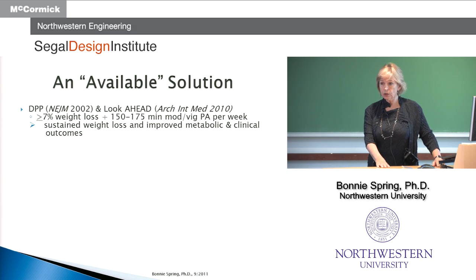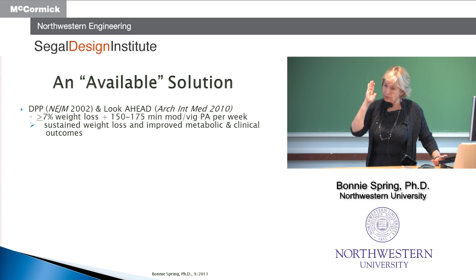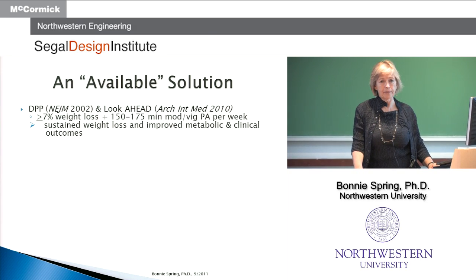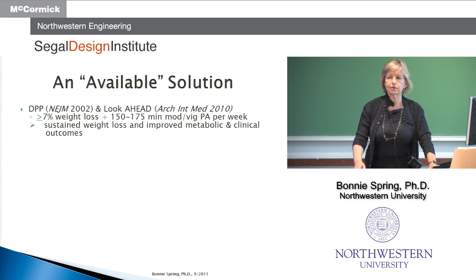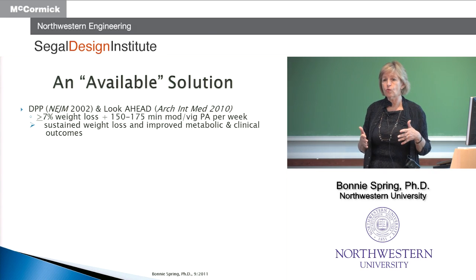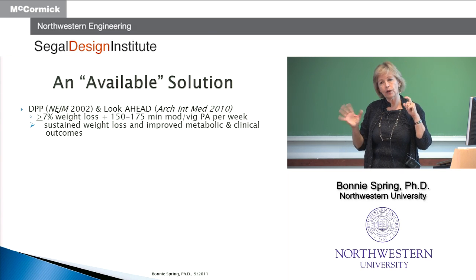There are available solutions to this problem, and one that is particularly effective, actually the head of NIH, who's a geneticist, is now strongly advocating for this solution, is a program that's called the Diabetes Prevention Program. It's an intensive lifestyle intervention. It's nothing particularly magical about it. It's 16 sessions of either individual or group treatment, in which the goal is to promote about a 7% loss in weight by having people reduce their calorie intake and increase their physical activity to about between 150 and 175 minutes a week.